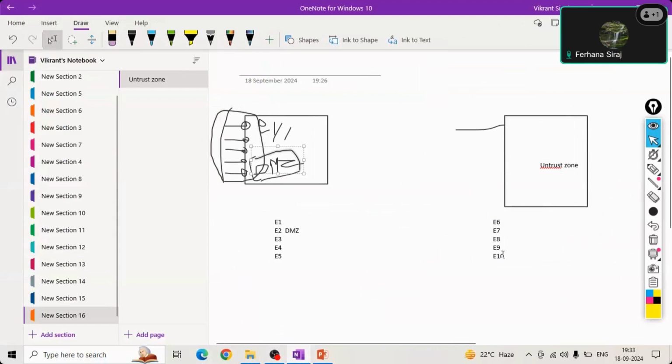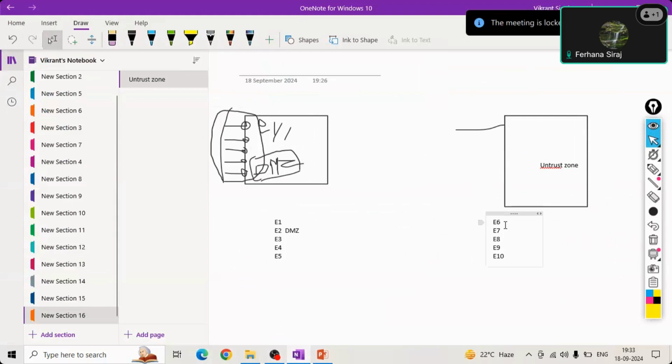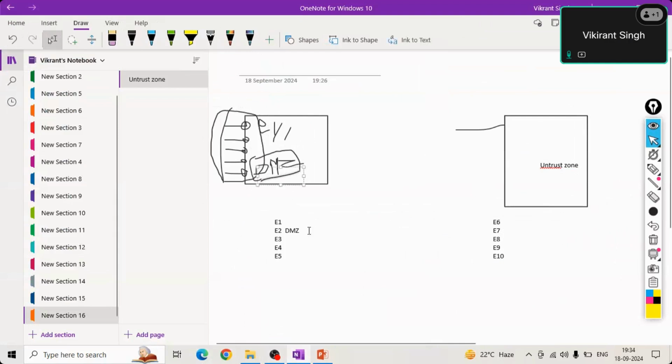In one Palo Alto firewall, can you create two different zones, or do you need two different Palo Alto firewalls? We can create multiple zones in one Palo Alto firewall, but one interface cannot be in two zones. One interface is either trust or untrust, but it cannot be in any two zones. One interface can have only one zone.